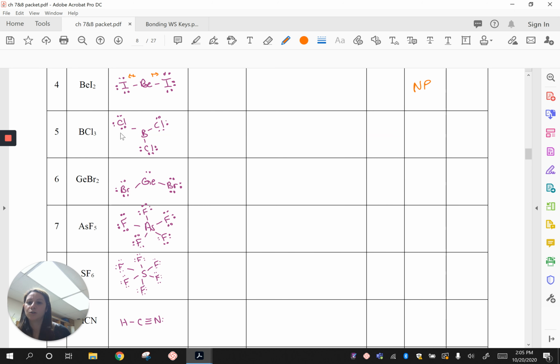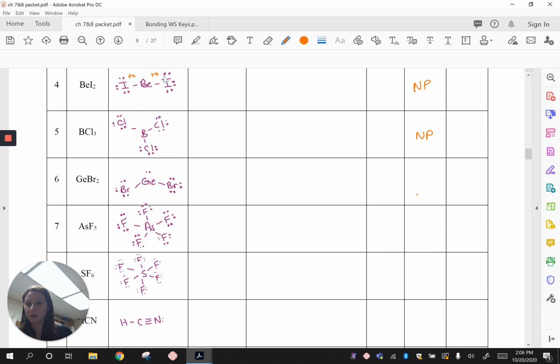BCl3, you have everything around your central atom is the same. They're all single bond chlorines, and so that would be non-polar. If you draw your arrows, they all cancel each other out because they're all 120 apart.